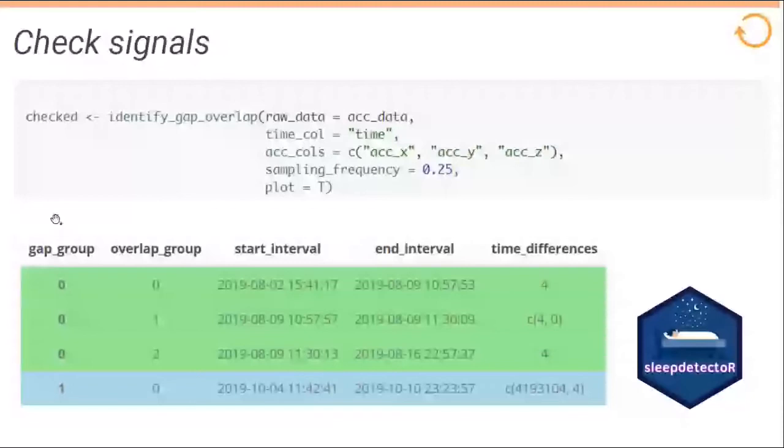And for example, here I can see that there's a huge gap in my recording process, because in fact we can see that the last timestamp is on the 16th of August, and the first one here is on the 4th of October. So maybe it can be useful to split the whole time series into 2 acquisition blocks using the gap group column. Looking into the first acquisition block, we can see also different overlap groups.